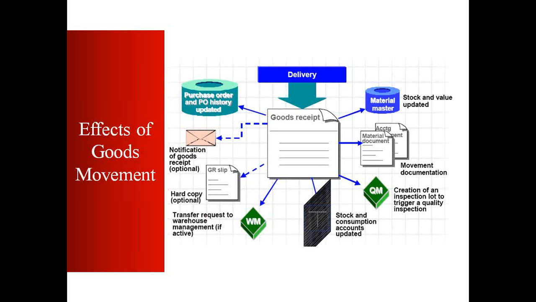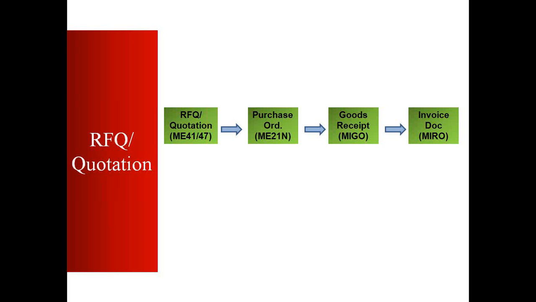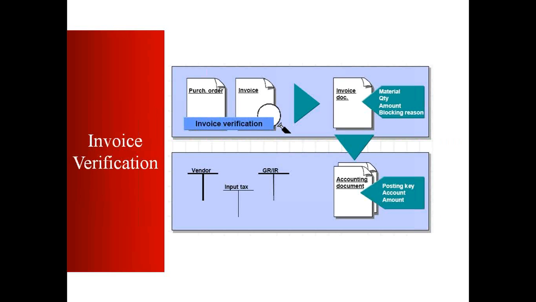Now we'll talk about, this is a more theoretical topic again, invoice verification and delivery cost. What is invoice verification and delivery cost? So far we have seen these processes: RFQ to purchase order, purchase order to goods movement, and goods movement to invoice. Here we'll talk about the invoice. We have already seen how we can create invoices.